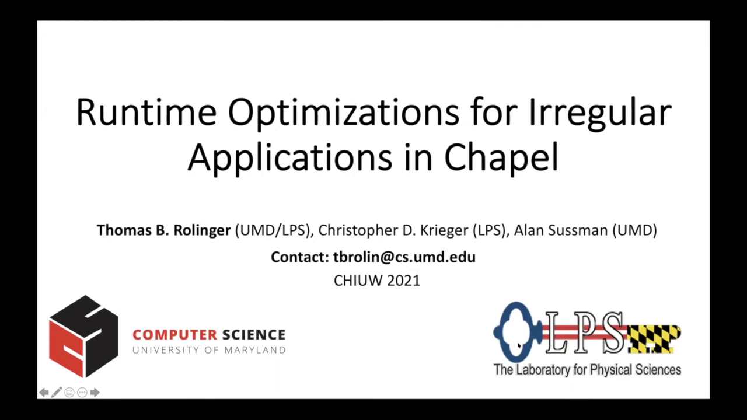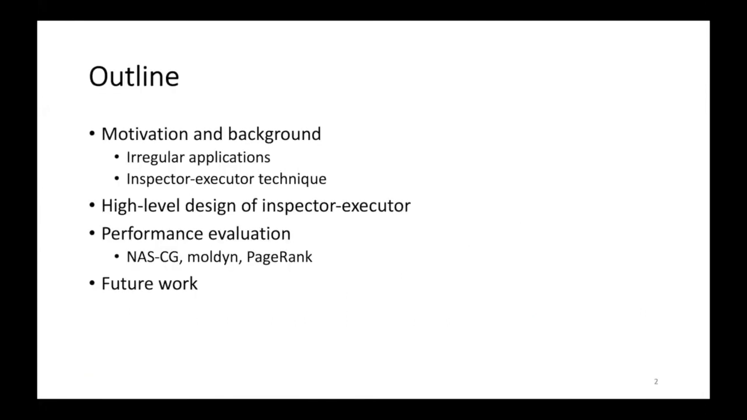Okay, so I'm Thomas Rolinger. I work at the Laboratory for Physical Sciences, and I'm also a PhD student at the University of Maryland. So getting right into it, we'll give some motivation and background for why we're looking at irregular applications, what makes them interesting, what makes them hard to optimize, and we'll give an overview of the particular optimization that we look at, which is the inspector-executor technique. And then we'll go right into how we actually do this within Chapel, show a performance evaluation, and then conclude with some future work.